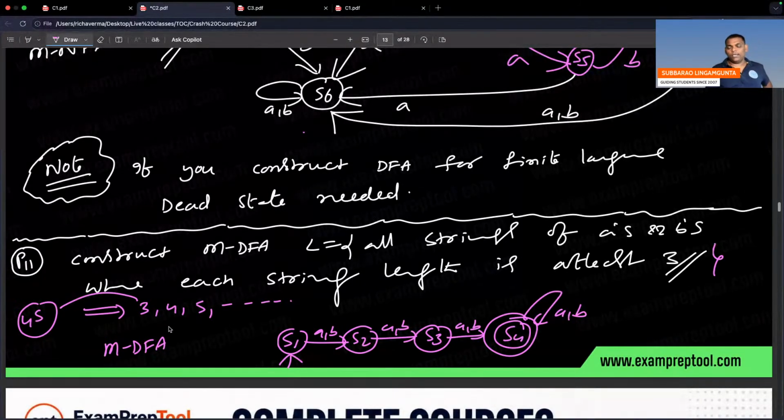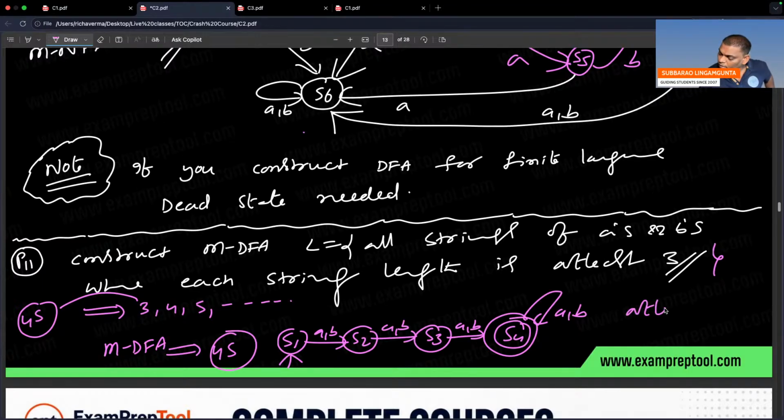Everywhere AB covered. S1 A there, S1 B there. S2 A there, S2 B there. I think that's fine. So minimal DFA contain, right? I think at least 3, na? I think 4 states enough. Suppose at least n, n plus 1 states.